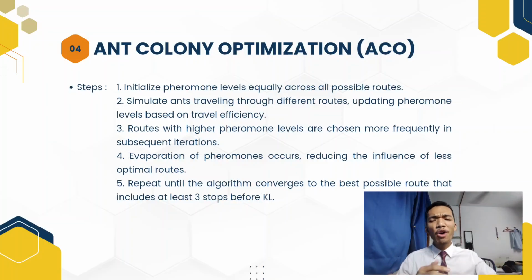So guys, now we move to another heuristic method that we use to solve the problems. The next method is ant colony optimization, which we call ACO. So what is ACO? ACO is inspired by the foraging behaviors of ants in nature. Ants deposit pheromones along the path they travel, and over time, shorter paths accumulate more pheromones. Here's how we apply ACO.